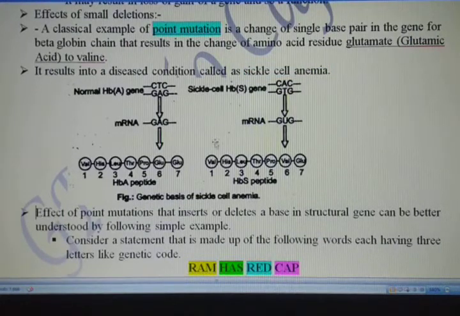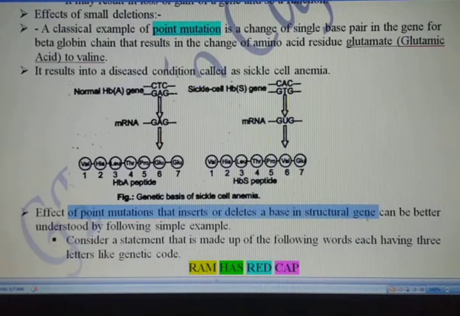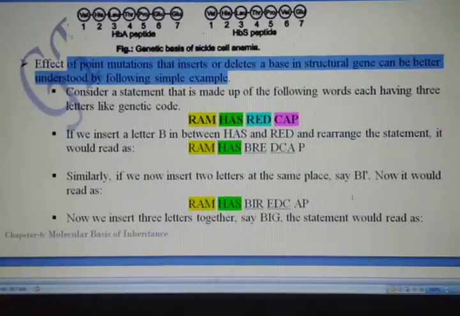Now coming to what kind of change we have discussed here. This is actually the point mutation, because there is only insertion or deletion of one single base, not pair, only base, in the gene, and therefore the mRNA that is produced by that particular gene also will be defective. So the effect of a point mutation that inserts or deletes a base in a structural gene can be better understood by the following simple example. Now let us see this example.